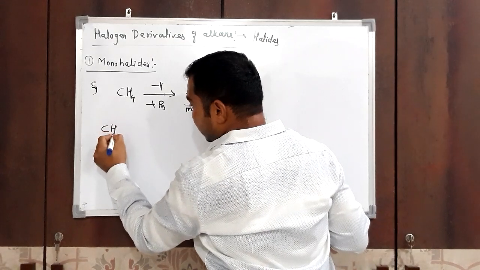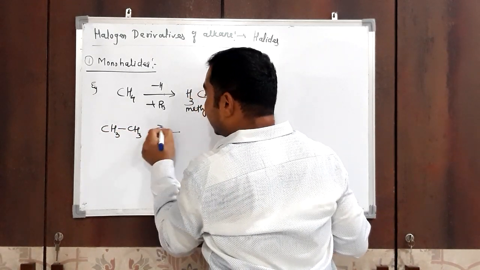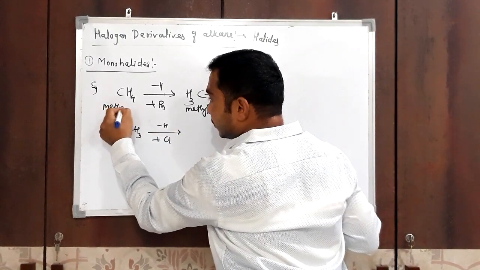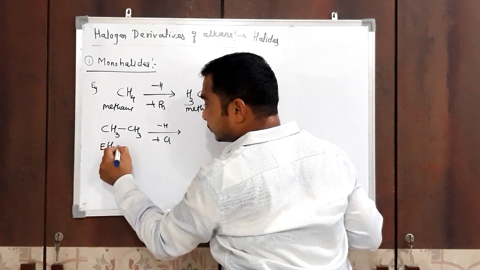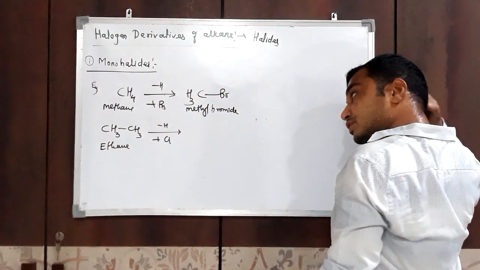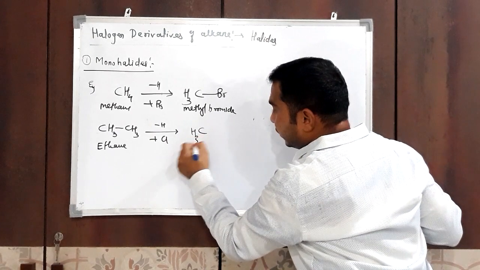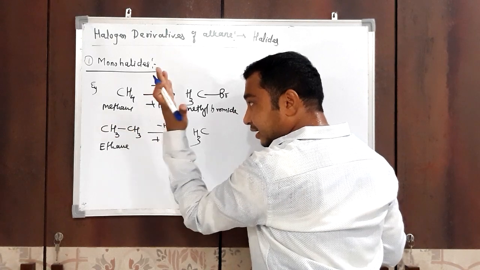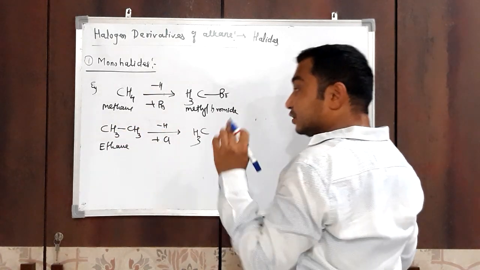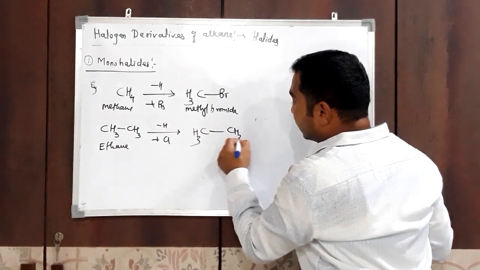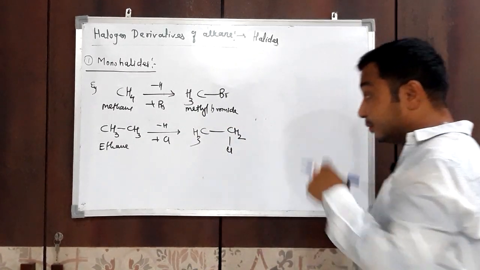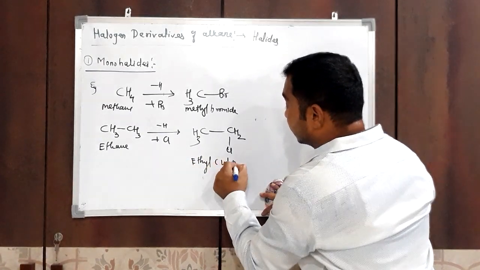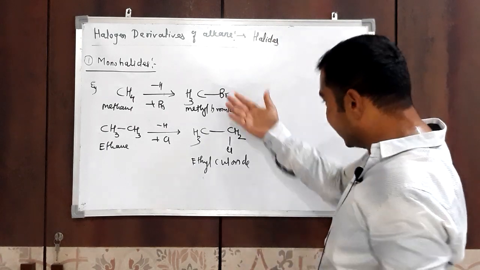Second example, CH3CH3, ethane. Replace one hydrogen by chlorine. We can replace any one of the hydrogens because all are identical. Both the carbon atoms are identical, therefore their hydrogen atoms are also identical, so we can replace any one like this. We will get this type of compound. Its name is ethyl chloride. So these are the examples.